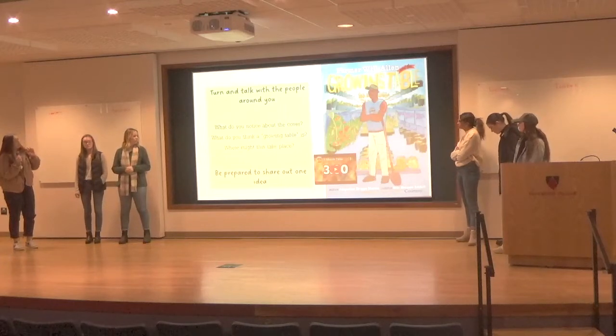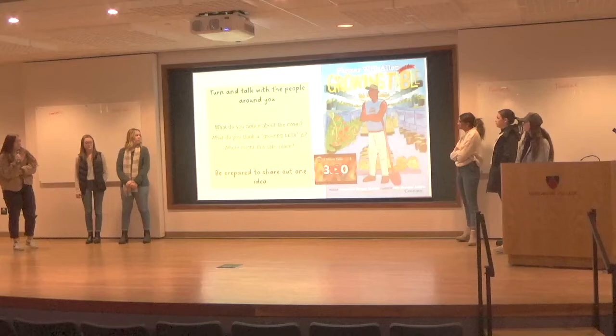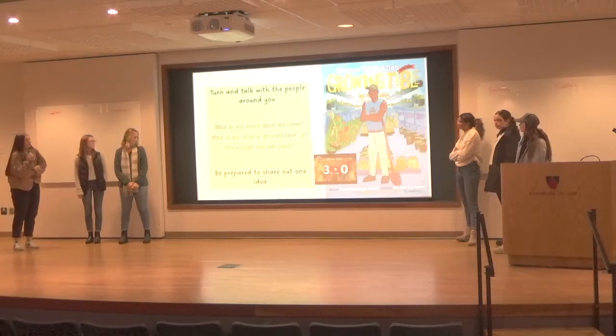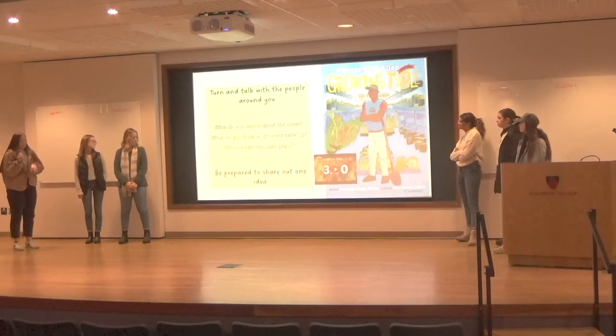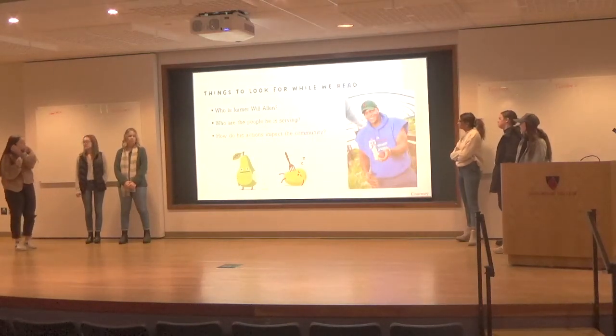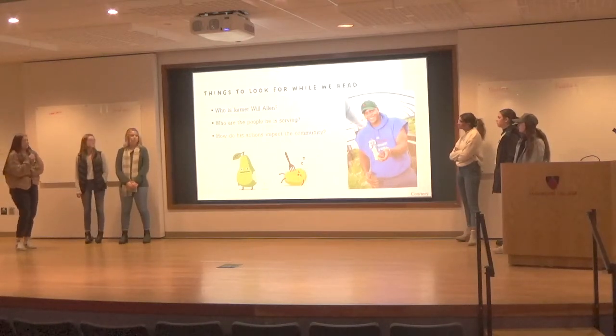So then I would go over some questions here just before we read, like a pre-discussion, to see if they notice anything about the cover, if they know who Will Allen is, if they know what a growing table is, and then a share out. And then these questions would be on the board while we're reading so that students know what to look for as the teacher is reading, and then we come back to them later.